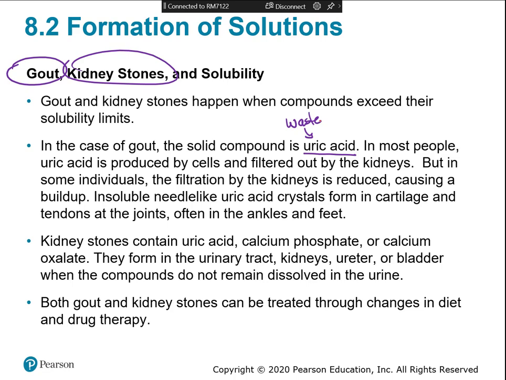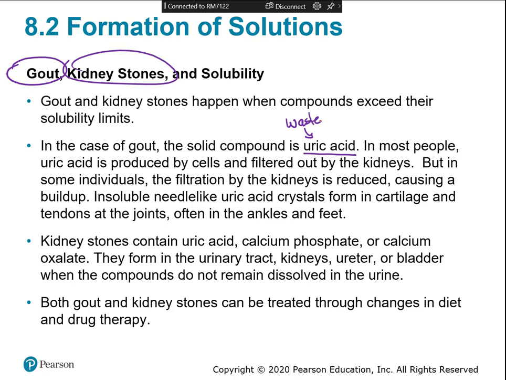Instead, it begins to collect in the synovial joints. The synovial joints are all of your movable joints. You can think of your fingers, your wrists, elbows, shoulders, knees, ankles, feet, toes, right? Anything that moves is a synovial joint. And synovial joints have fluid in them. That fluid helps to lubricate the joint so you can move without creating any kind of friction. Well, what happens is uric acid begins to build up in the joint.